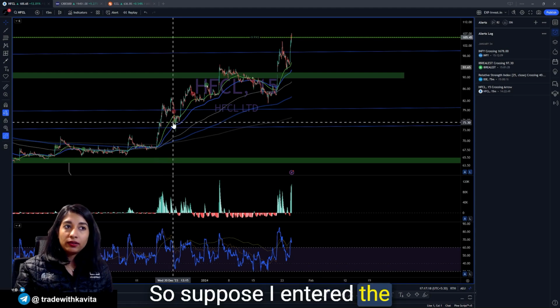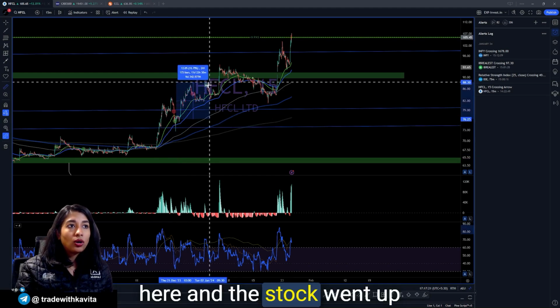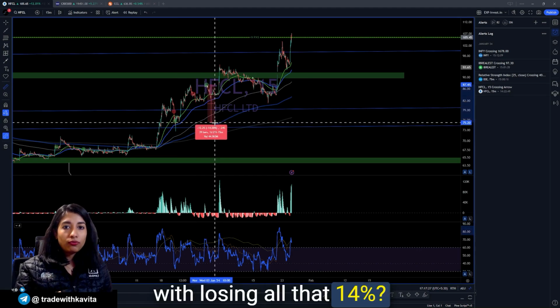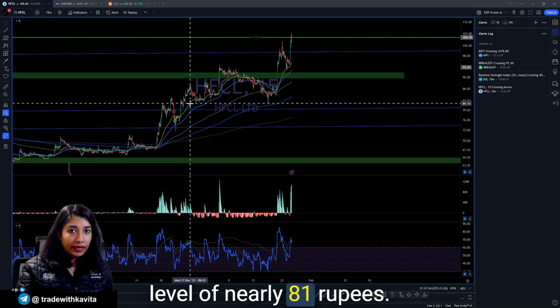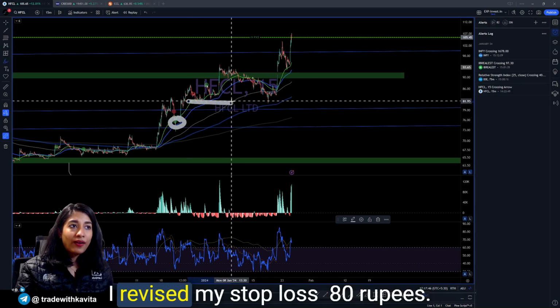Suppose I entered the stock here, right at the dip. When I entered the stock here and it went up to here, that was a 14% upside. Would I be okay with losing all that 14%? No. What I would do is set my stop loss at the level of nearly 81 rupees. So I entered the stock, and when it went up, I revised my stop loss to 80 rupees.